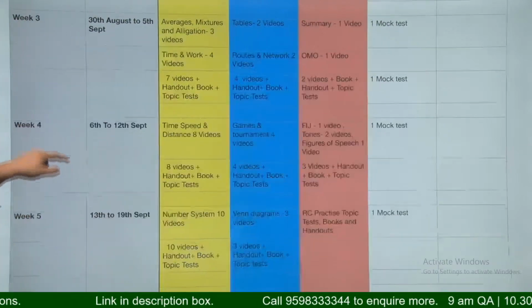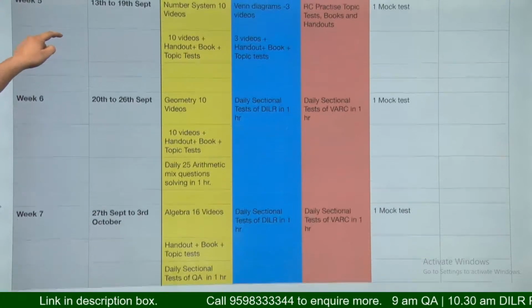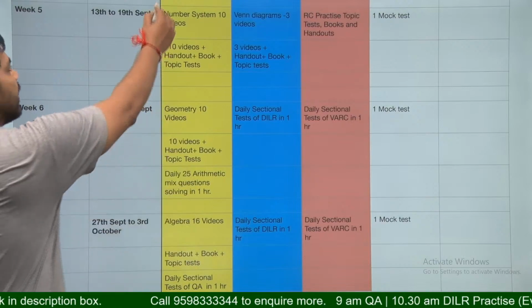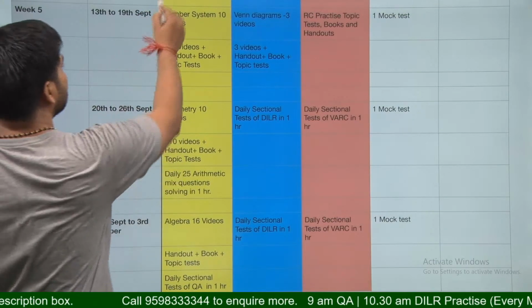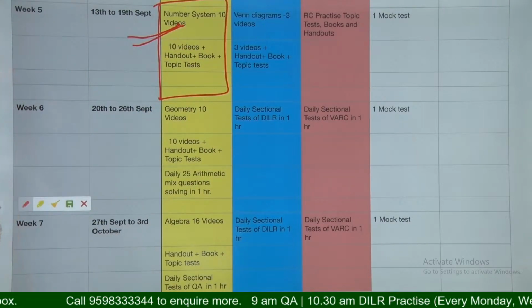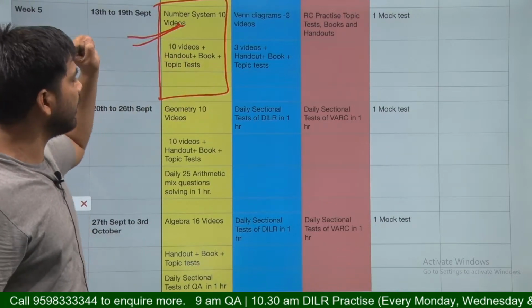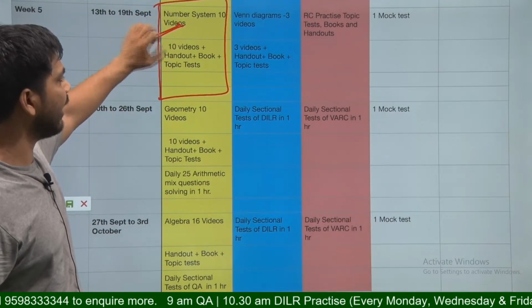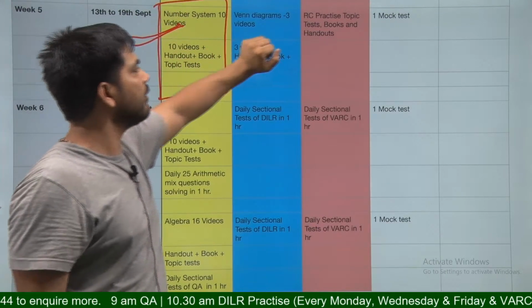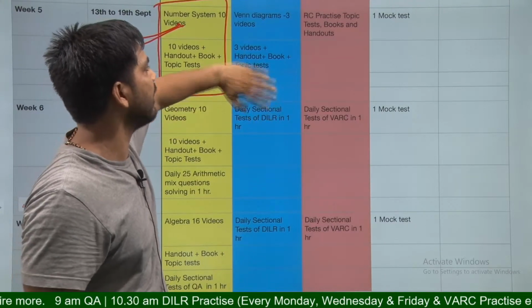I'm sure things are getting very clear. Alright, ladies and gentlemen, we go to week 5. Week 5 is 13th to 19th of September, and this whole week should be given only to number system, right? So you have 10 video lectures for number system. Go through the videos, solve the handout, book and the topic test, and this particular thing is packed. Okay, in DILR you have 3 videos of Venn diagrams. You see them, you solve the handout, book and topic test, and it's packed.